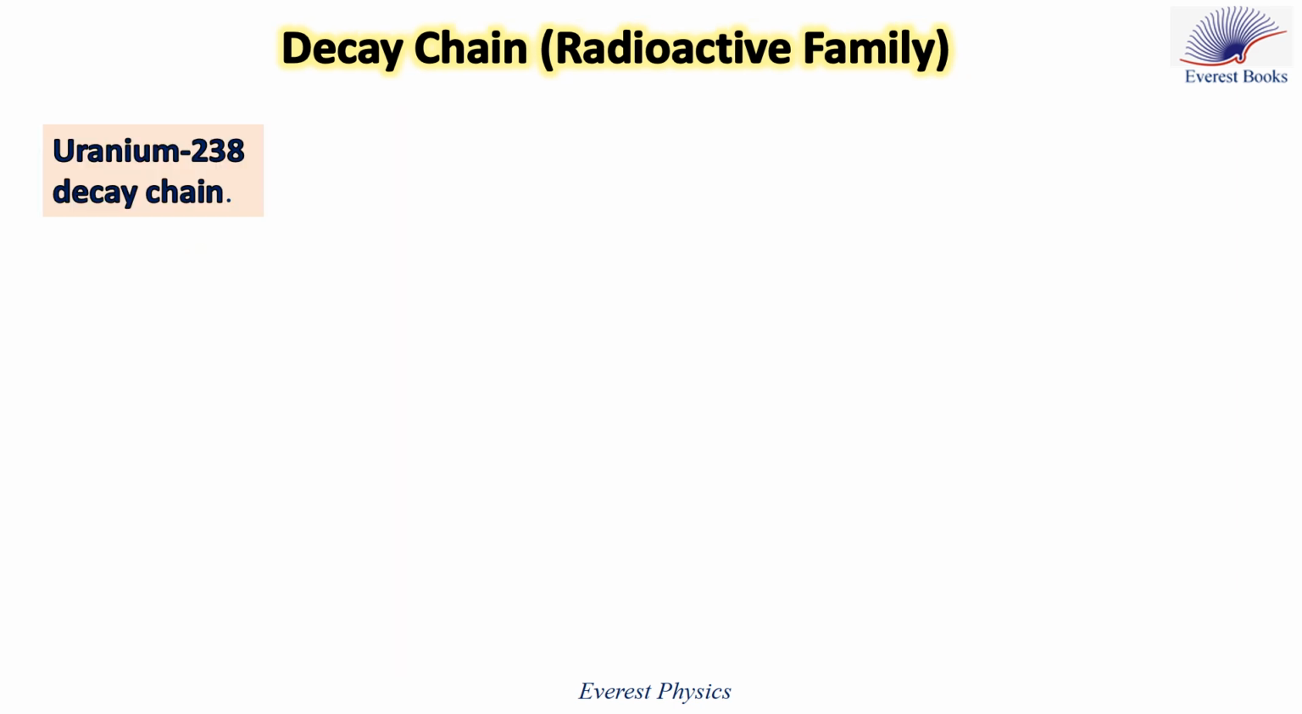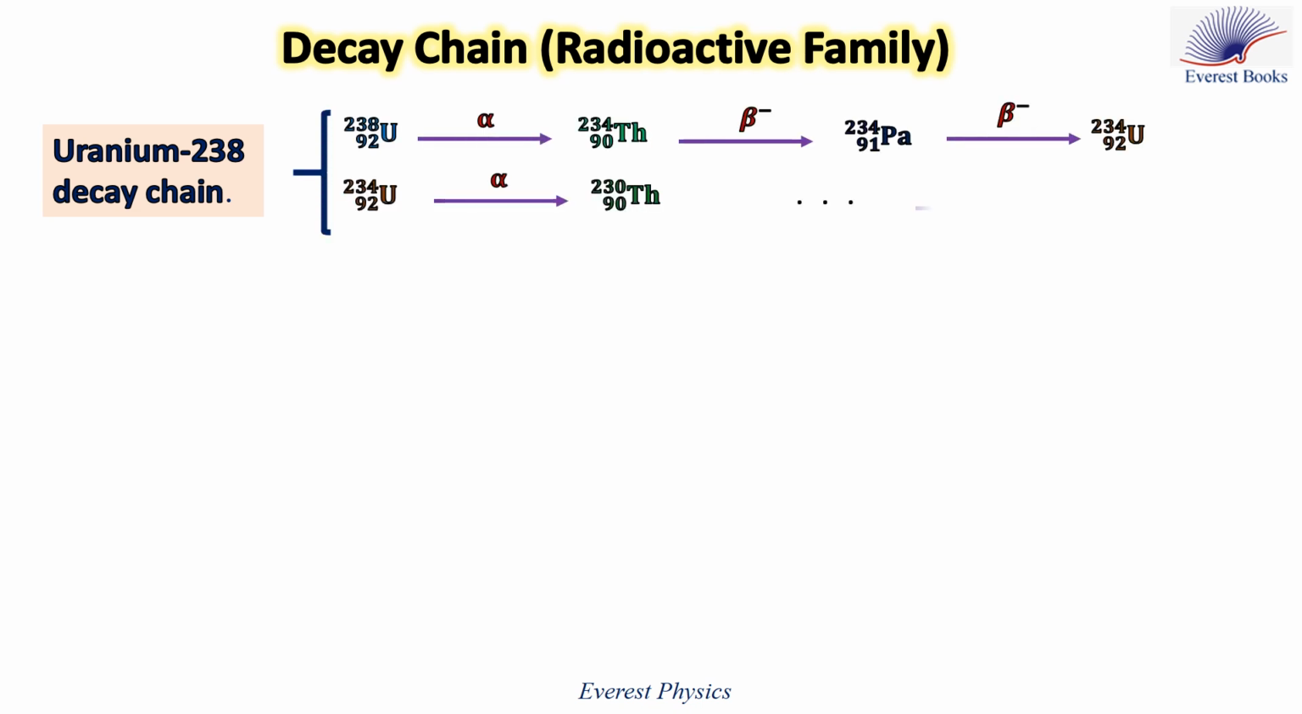A decay family is a series of radioactive isotopes in which each member decays into the next through a sequence of nuclear decays, ultimately ending in a stable isotope. So as you see, the uranium decay family ends with lead-206, which is stable.